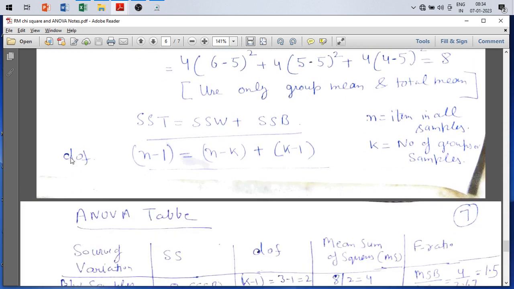So the degree of freedom for SST is n minus 1. Okay, we added n terms here. The degree of freedom for SSW is n minus k, where n is the total number of items in the sample and k is the number of groups or samples. Okay, it is n minus k. And the degree of freedom for SSB is k minus 1. Okay, and if we add these two degrees of freedom, we get the degree of freedom for SST.